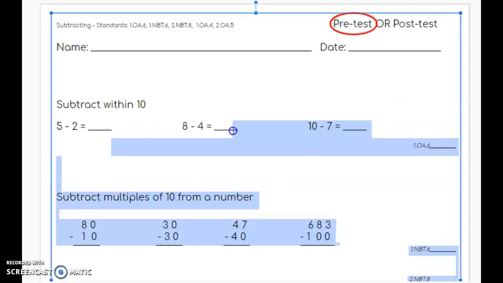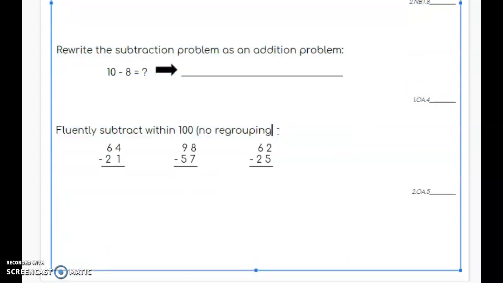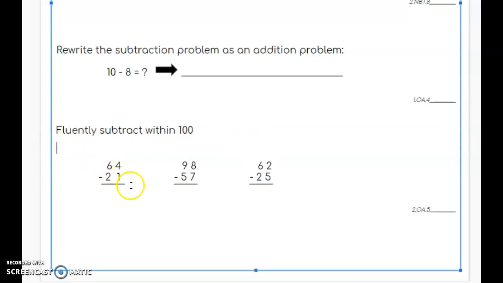Oops. I don't want that on there. Okay, fluently subtract within 100.